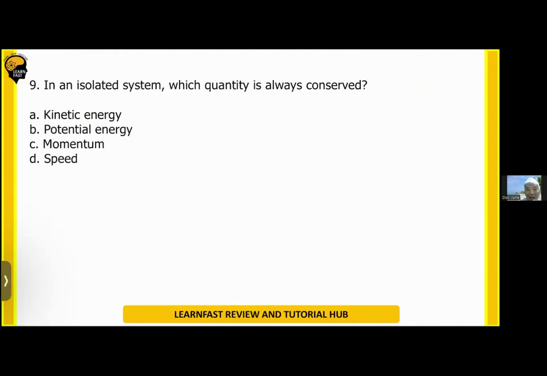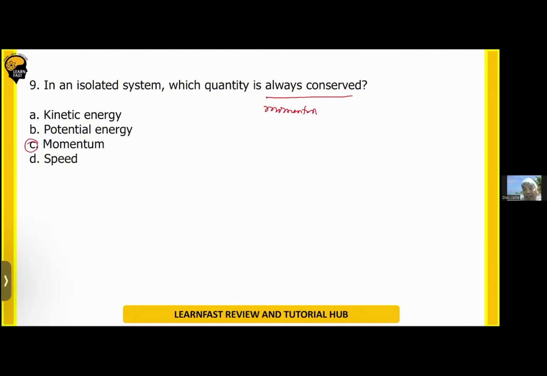Again, you have an isolated system. Ano yung say na isolated in Tagalog? Nakahiwalay. So the question is, which quantity is always conserved? You could say right away, it is momentum. So the answer is letter C.